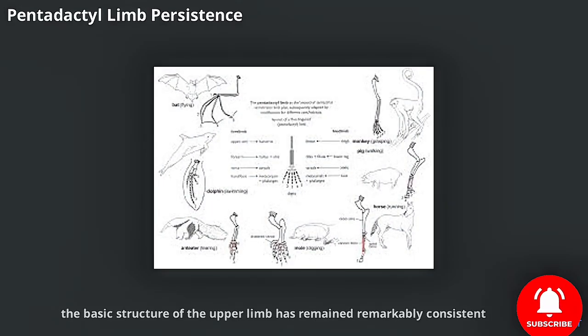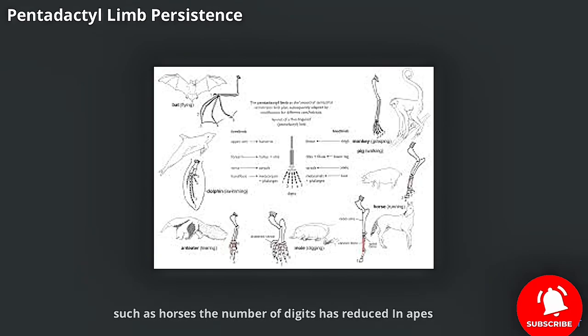The primitive pentadactyl limb ending in 5 digits is still present in humans. In some animals, like snakes, limbs have disappeared entirely, while in others, such as horses, the number of digits has reduced. In apes, the habit of brachiation, swinging from branches, led to longer forearms and elongated palms and fingers. These evolutionary trends highlight the adaptability and specialization of the upper limb across species.